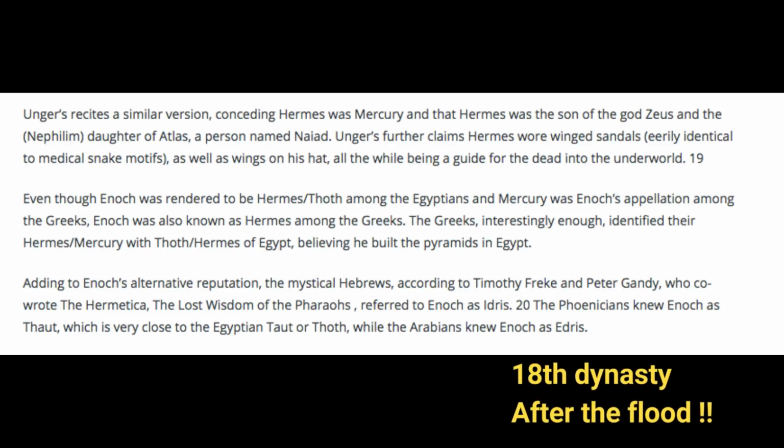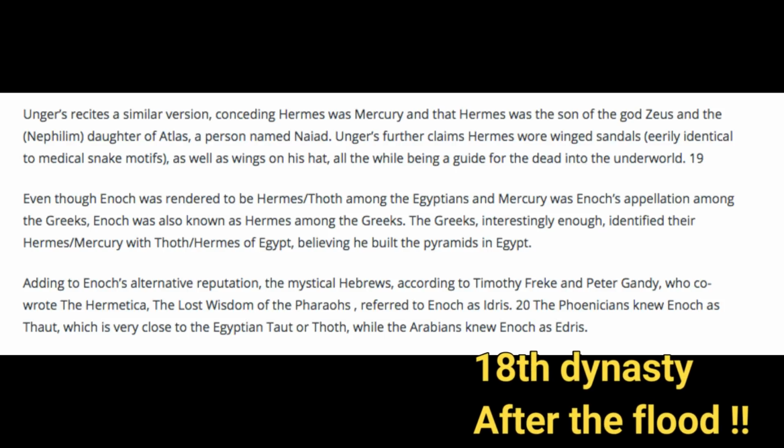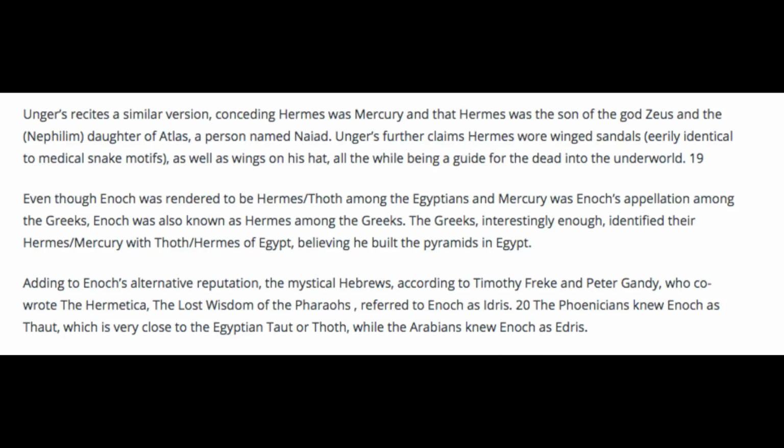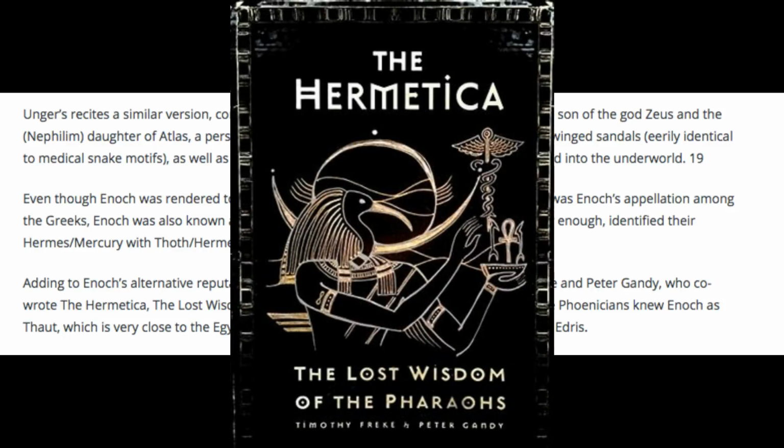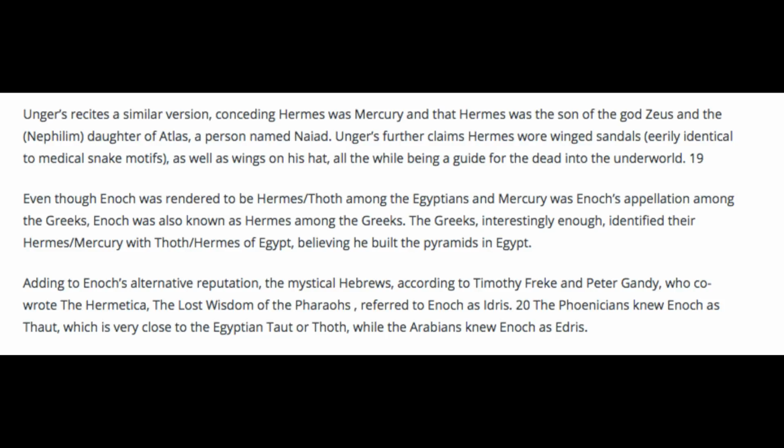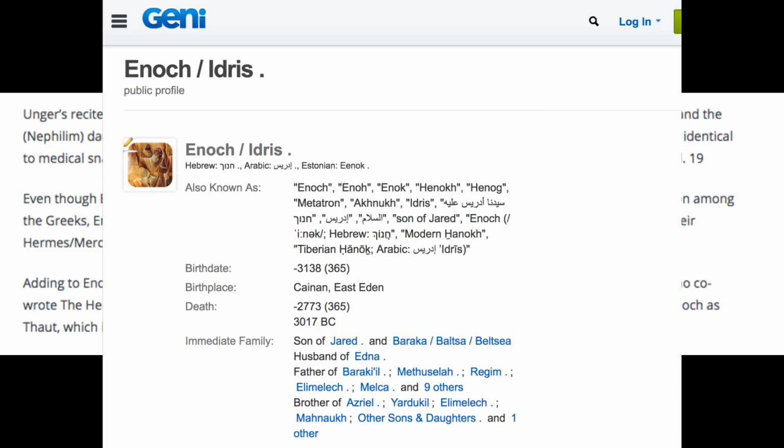There you go again. Credit for building the pyramids of Egypt, and that's after the 16th, 17th, 18th dynasty. Adding to Enoch's alternative reputation, the mystical Hebrews, according to Timothy Freke and Peter Gandy, who co-wrote the Hermetica, the lost wisdoms of the pharaohs, referred to Enoch as Idris. The Phoenicians knew Enoch as Thoth, which is very close to Egyptian Thoth, while the Arabians knew Enoch as Idris, right? Very similar again, Idris, and we're going to read later Iblis.